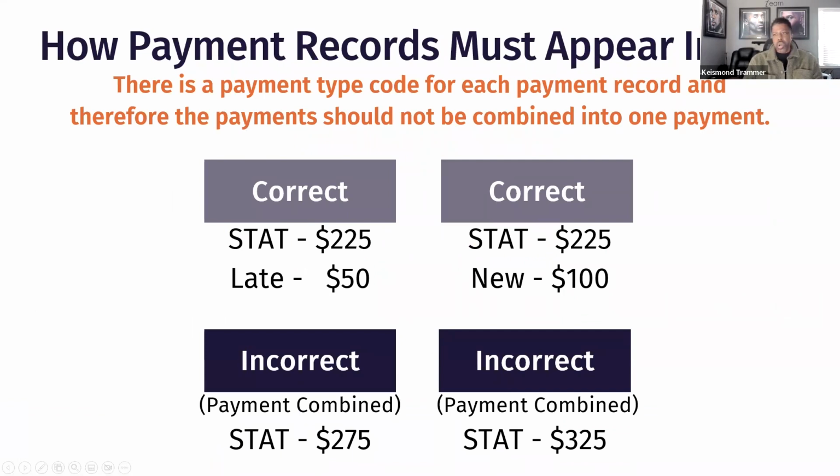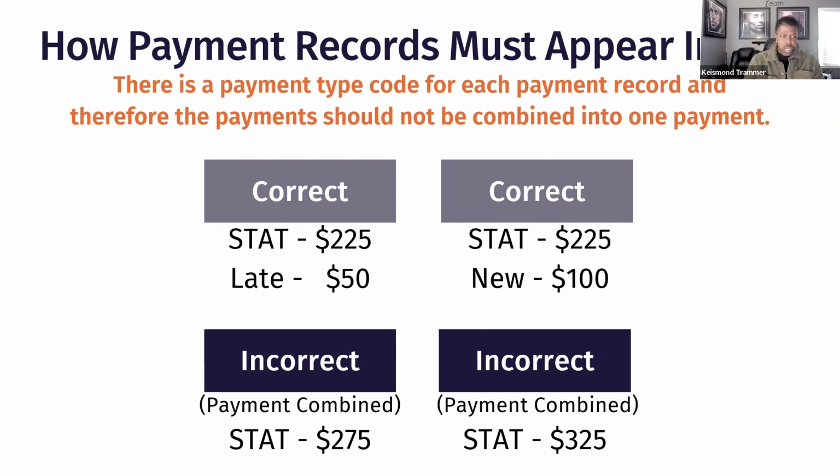All right, so let's talk about how payment records must appear in M1. When you're uploading your financial records to M1, there is a way that they should be uploaded in the system. There is a payment type code for each payment record in the system, and therefore the payment should not be combined into one payment.